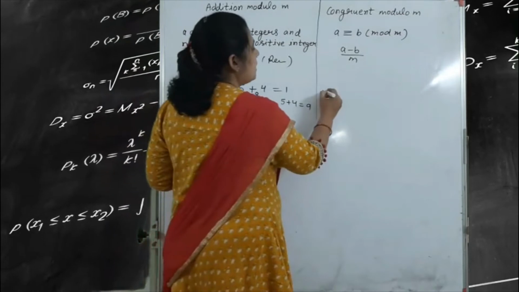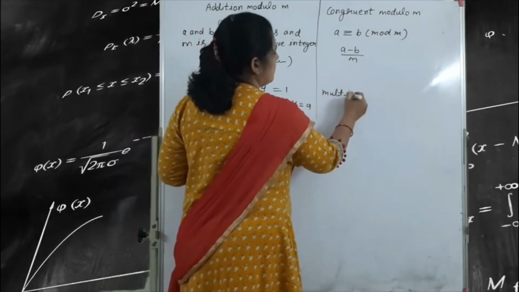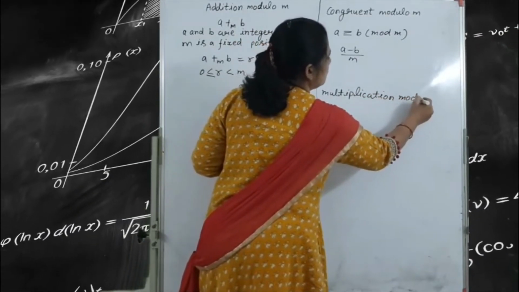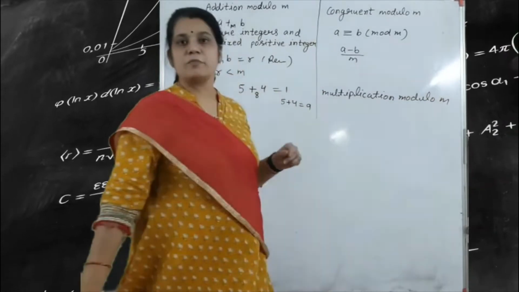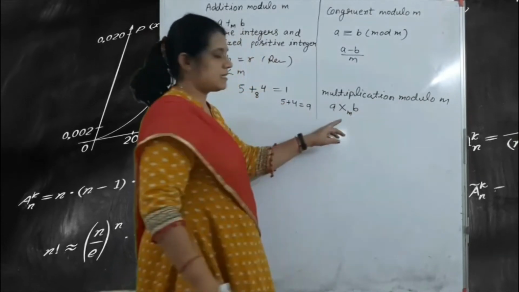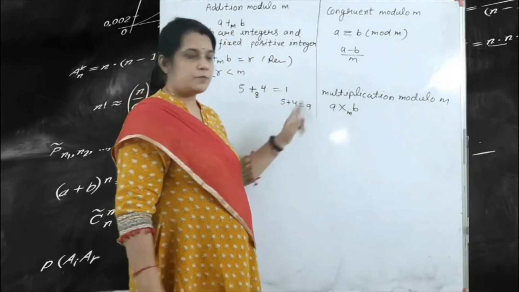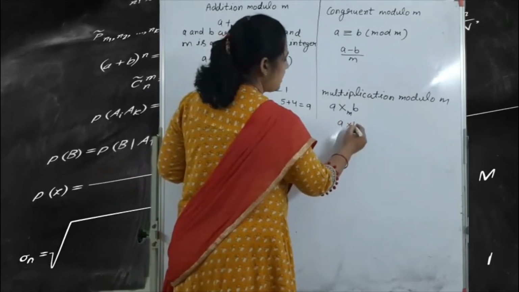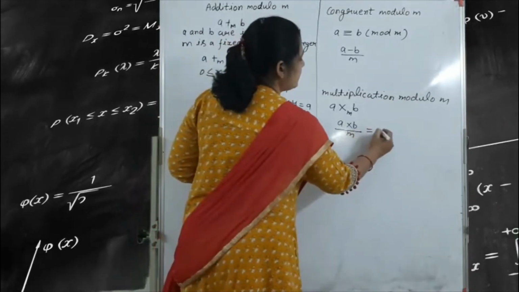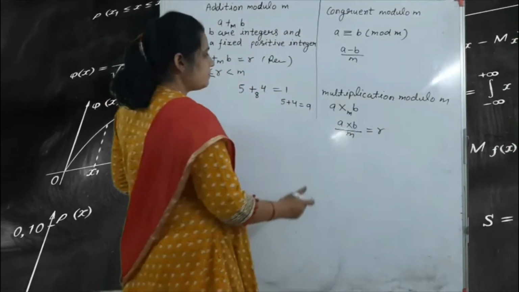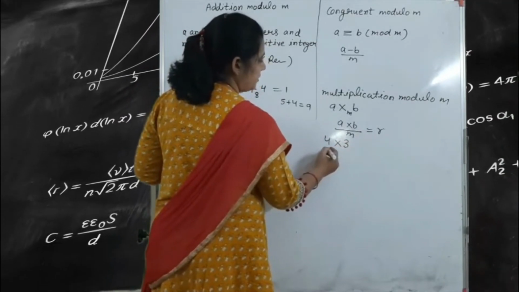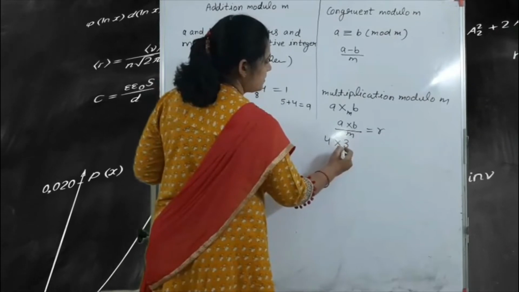Next one is the multiplication modulo M. So multiplication modulo M, that means what? A multiply B with suffix M. Okay. So what is the process? The process is that first you multiply A into B and after that you divide it by M. So we get the remainder R. That means if we write here 4 into 3, and here the suffix is, for example, 2.